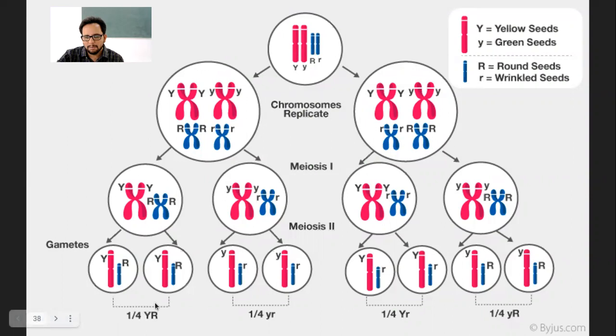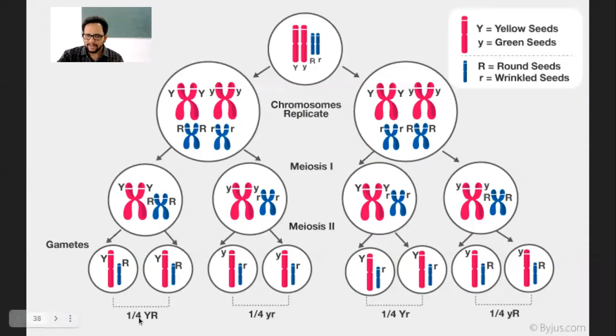Now if you look here, both capital and both small, these are the two gametes. Then one is capital Y and capital R, or one is small r and small y. So that way we get the same gametes, and how those gametes are formed and how they separate for a particular trait, that is the law of independent assortment, and that is totally independent of the other character.